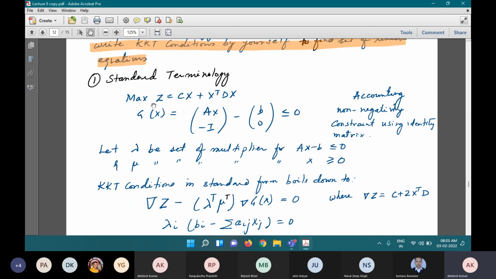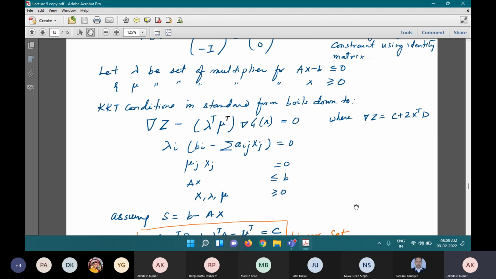In standard terminology, you have to write the functions in terms of bringing the non-negativity constraint also. So it becomes Ax minus b less than or equal to 0, and all the non-negativity constraints, the variables x greater than or equal to 0. I is the identity matrix you can see here. For Ax minus b, set a multiplier lambda. For non-negativity, set a multiplier mu, just to distinguish which one is your functional constraint and which one is your non-negativity constraint. Then you can directly use these standard notations to write your KKT conditions.